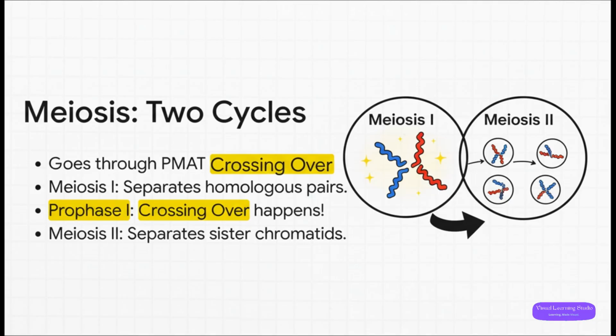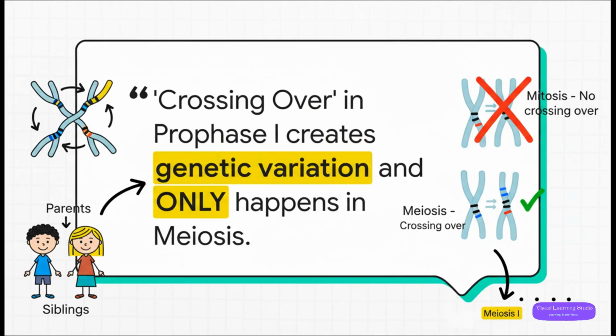Listen very carefully because this is the single most important difference between them. In the very first stage, Prophase I, something amazing happens. It's called crossing over. The chromosomes literally get tangled up and swap pieces of their DNA. This is the secret ingredient that changes everything. This right here, this is the whole point. Crossing over is what creates genetic variation. It's the reason you aren't an identical copy of your siblings. And here's your big exam tip. This only happens in meiosis. It never ever happens in mitosis. So if you see a question about genetic shuffling or variation, your brain should immediately scream meiosis.